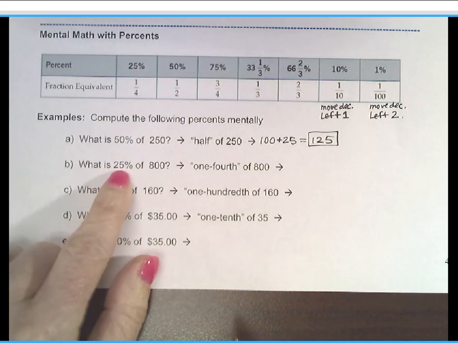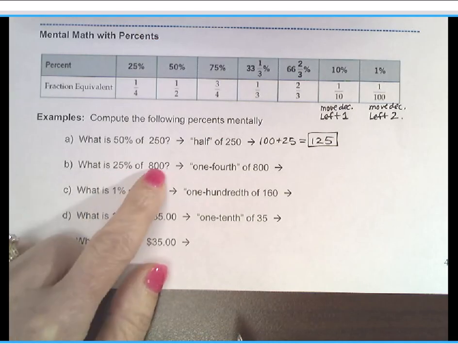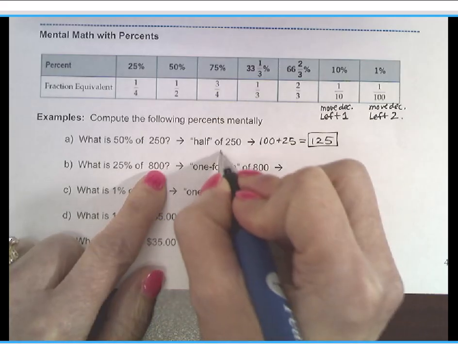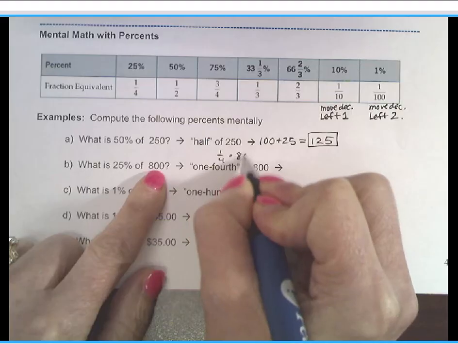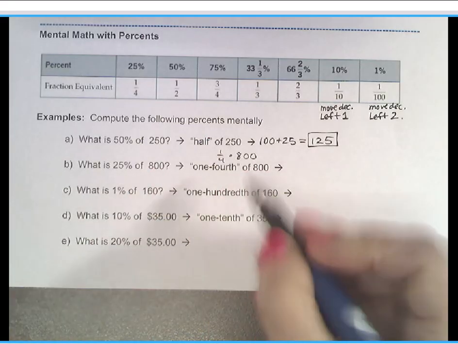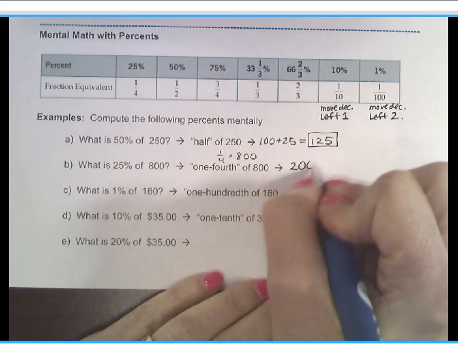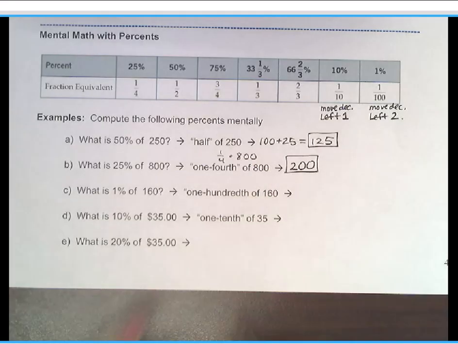What is 25% of 800? Well, that's a quarter, or 1/4 of 800. Do you see how you're multiplying? You end up dividing 800 by 4, which is usually easy to do. Most people know 8 divided by 4 is 2. So what's 1/4 of 800? 200. You're just cutting 800 into 4 chunks, and most people can do that in their heads.